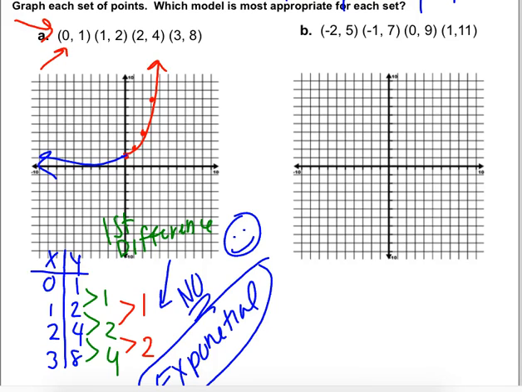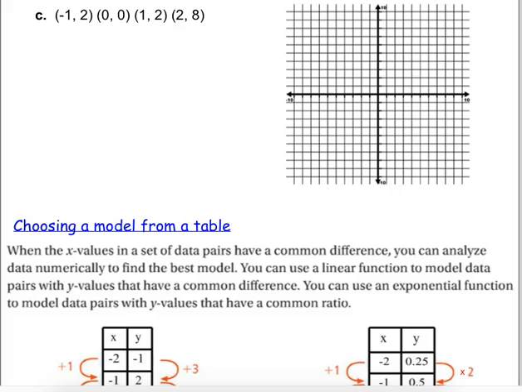Okay? So again, just plot your points and let's see what we can figure out. So negative 2, 5, 1, 2, 3, 4, 5, 1, 7, 1, 2, 3, 4, 5, 6, 7, 0, 9, and 1, 11. I hope you're noticing up 1 or up 2 over 1. Up 2 over 1, up 2 over 1. So this would be our favorite linear. It's a line. That was pretty obvious. All right, turn the page for me, guys.